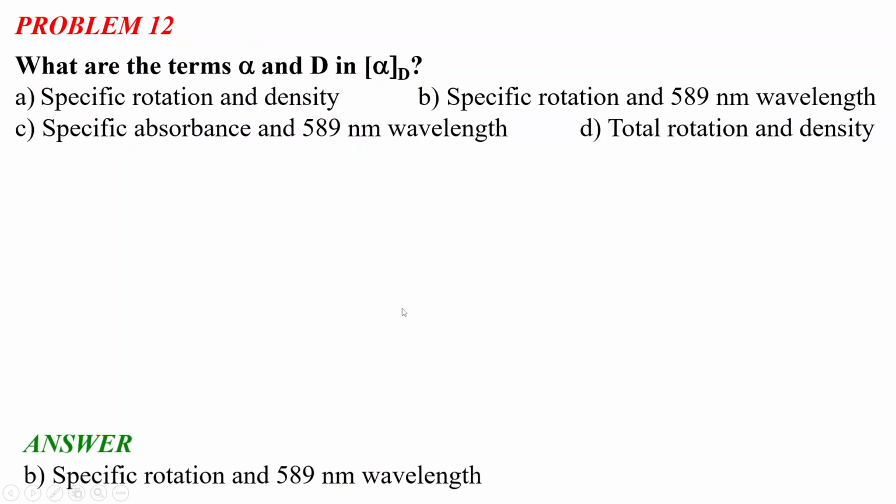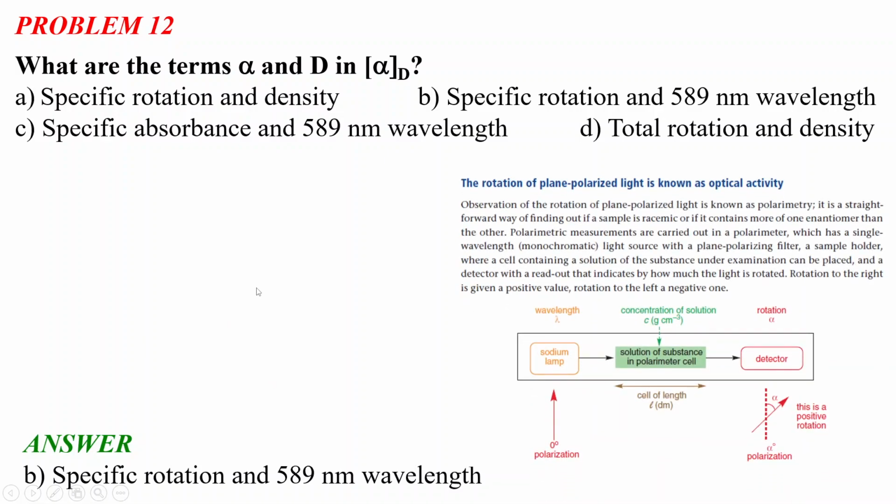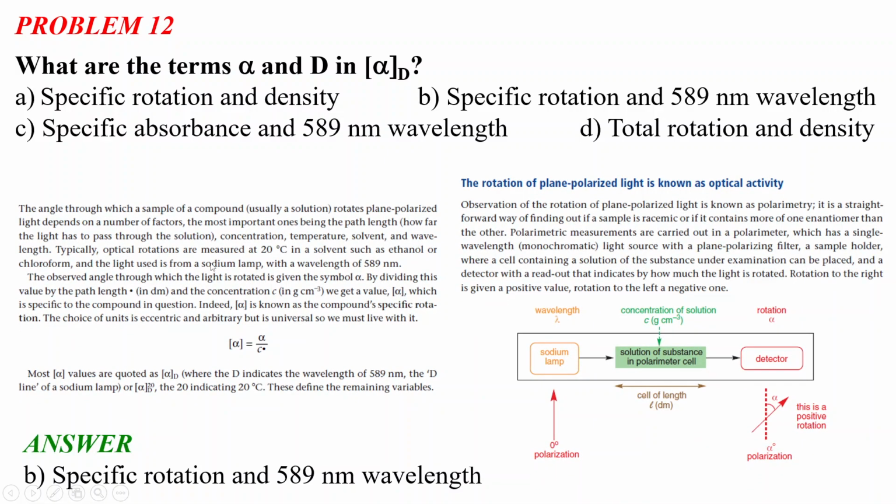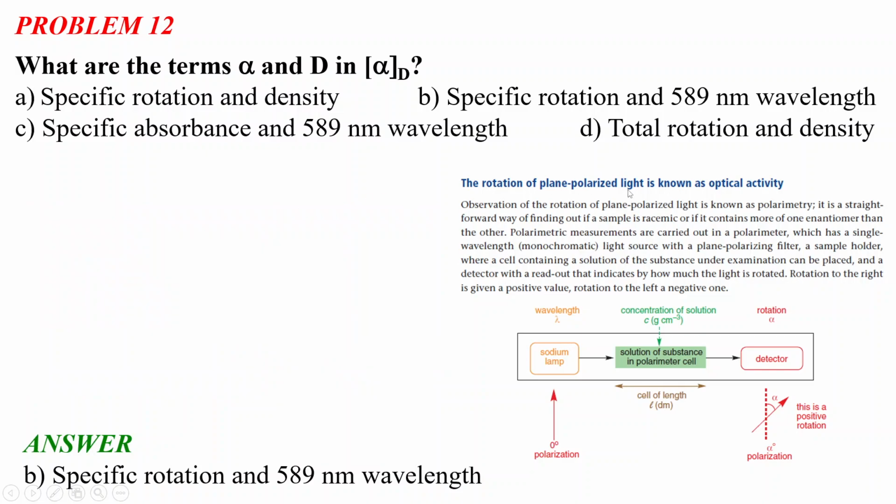So the correct answer is yes, it is number B, specific rotation and 589 nanometer wavelength. So the rotation of plane polarized light is known as optical activity. Now all of these things, like there is an R isomer, there is an S isomer, a positive rotation, a negative rotation. Every time there is a number in degrees mentioned, it is called the specific rotation, or the total rotation.